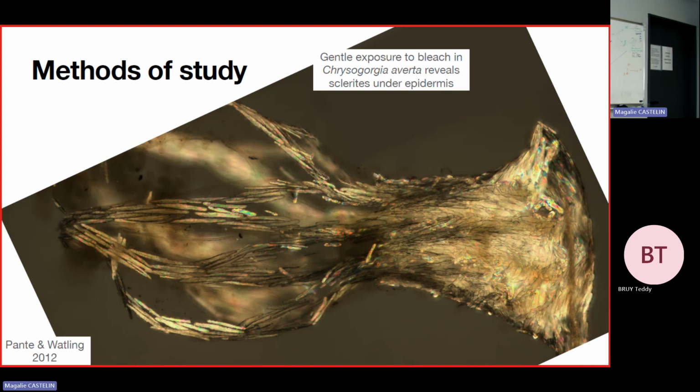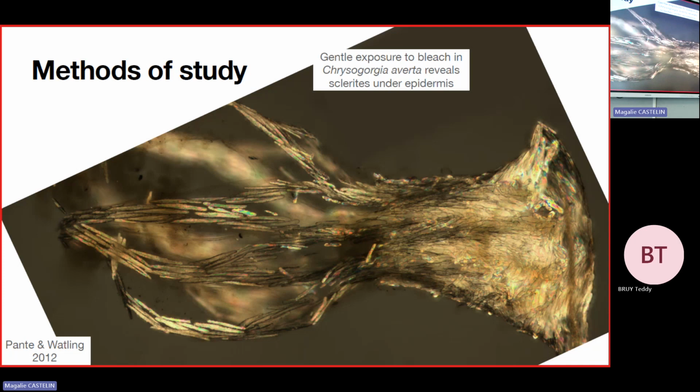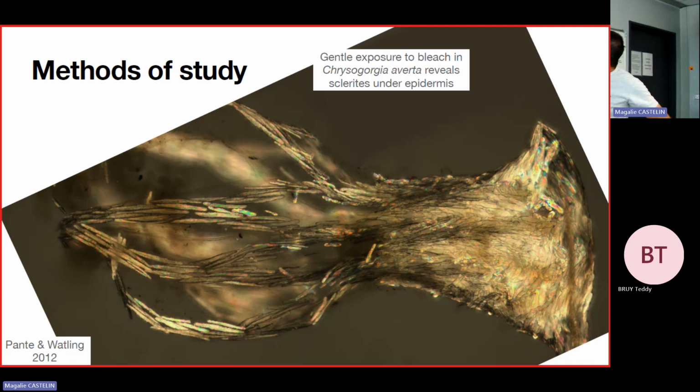the sclerites become apparent. These are the sclerites that are oriented within the axis of the tentacles, and you should have 8 of these if you go all around the polyp. This picture was taken under polarized light, so you can actually see these diffraction patterns on the sclerites.